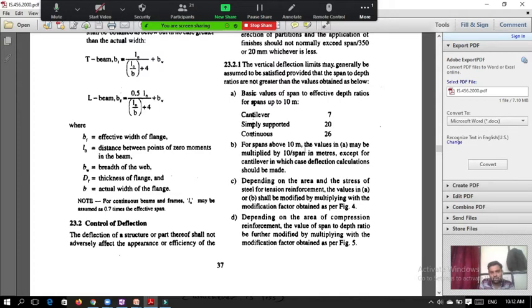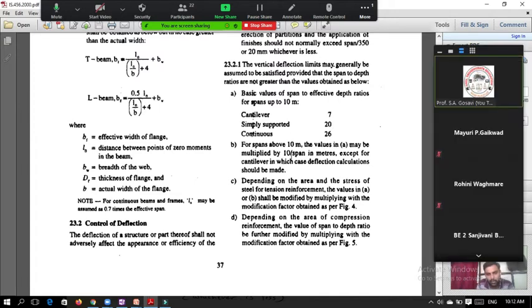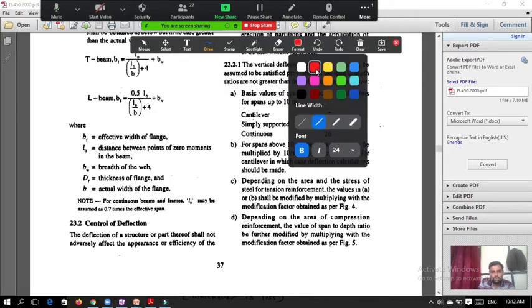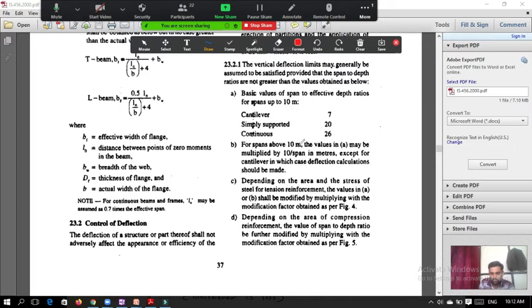For the spans above 10 meter, the value in A may be multiplied by span divided by 10, but in our case our value is not above 10. So we are not coming under this category. Our span is less than 10 meter. So what they have written here is, depending upon the area of steel and the stress of the steel in the tension reinforcement, the value in A or B shall be modified by using a modification factor.